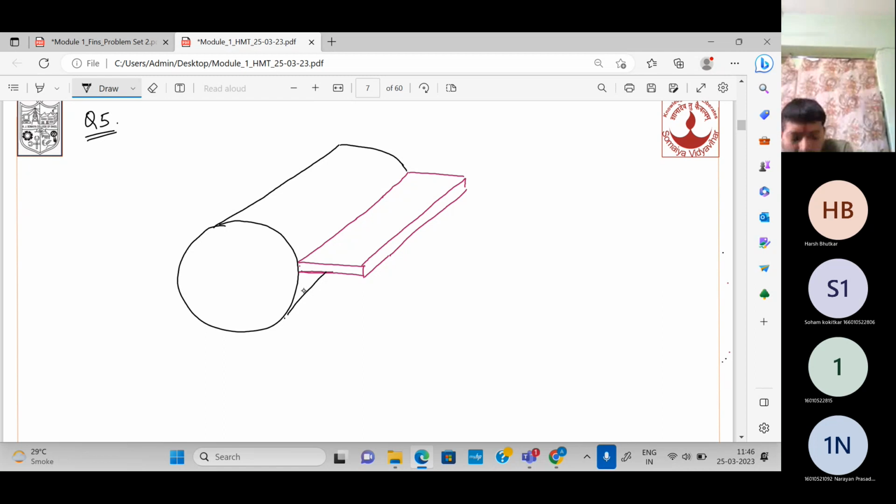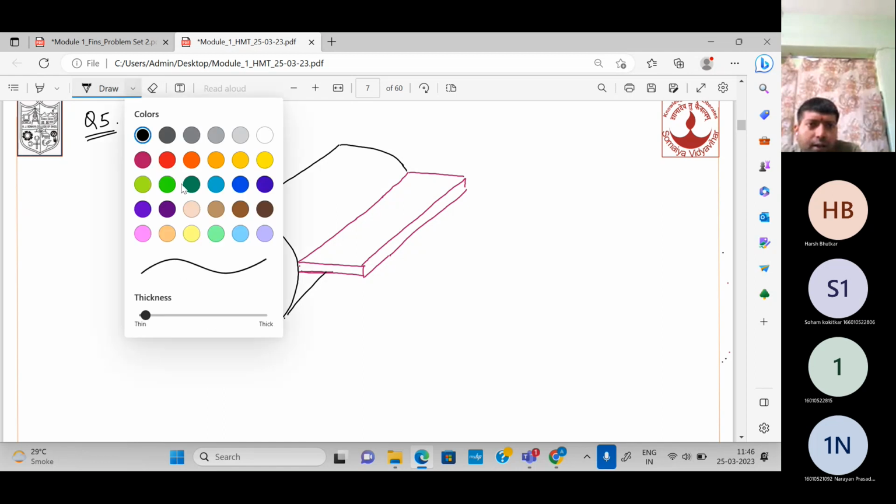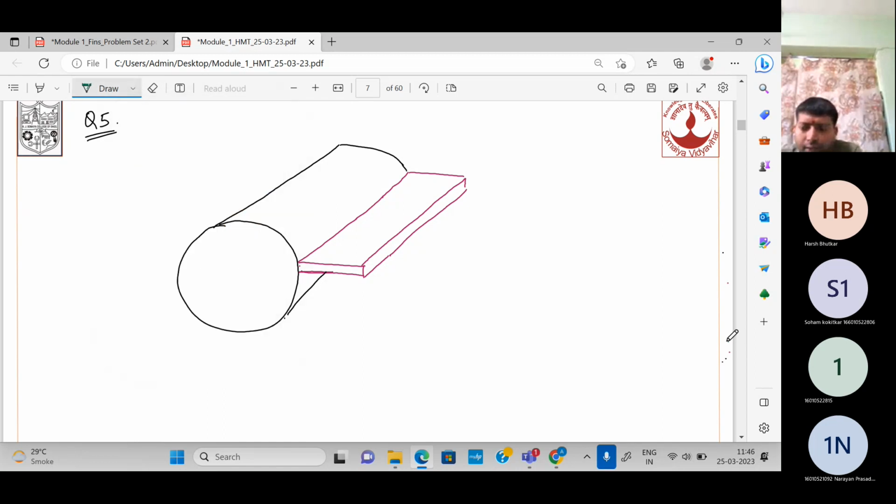So the height of the fin is given as this. The height of the fin is this. The dimension which is perpendicular to the surface is L. So this is the height, and it is equal to 40 mm.